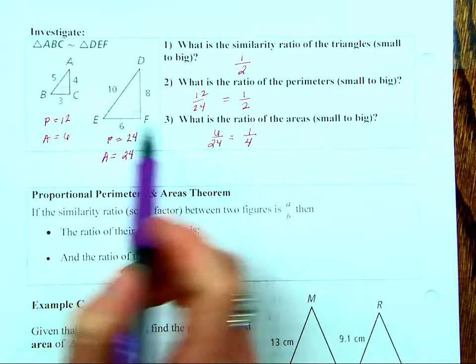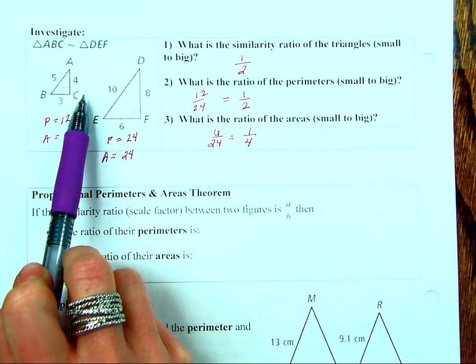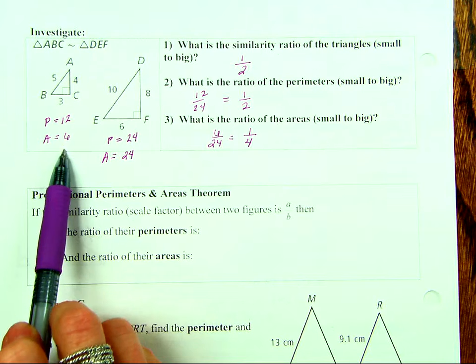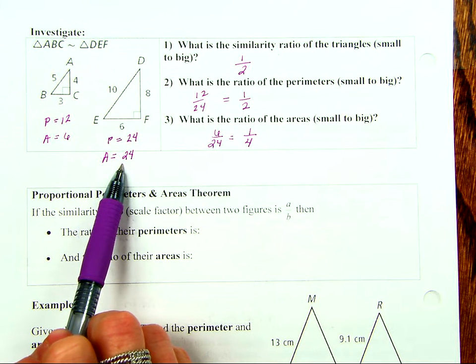Well, what happens is a lot of times kids think just because we double the side lengths that my area is going to double. But you can see here that my area actually multiplies by 4. So my area quadruples.